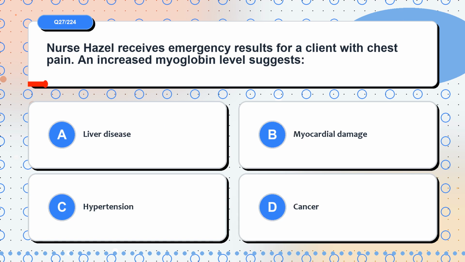Question 27. Nurse Hazel receives emergency results for a client with chest pain. An increased myoglobin level suggests. Here are the options. Option A. Liver disease. Option B. Myocardial damage. Option C. Hypertension. Option D. Cancer.